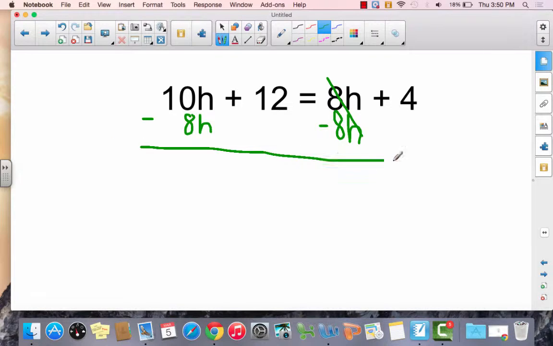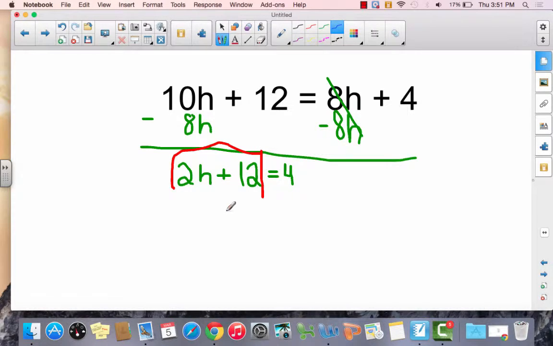If I solve this, I'm left with a 2h, and then I'm going to bring down everything else that was in my initial equation. So 2h plus 12 is equal to 4. And you're going to see at this point we're back to having our normal two-step equation. So if it helps you to still draw your house for your two-step equation, here's our house, and the number that's by itself leaves the house first. So that would be the 12.